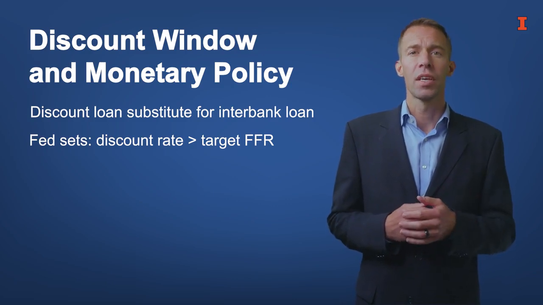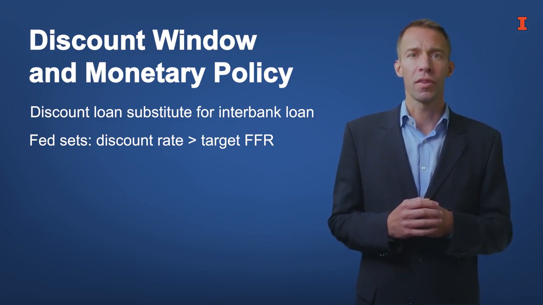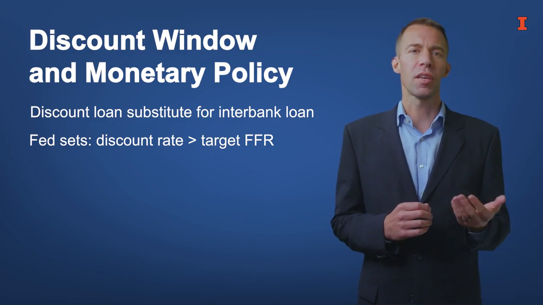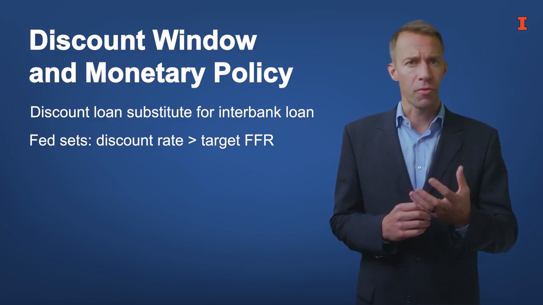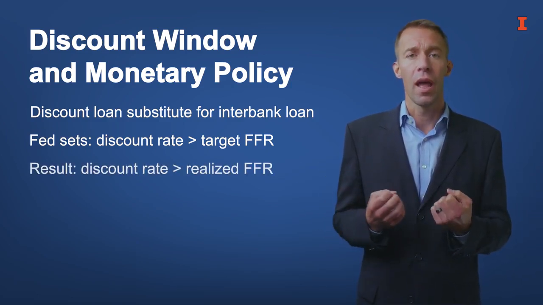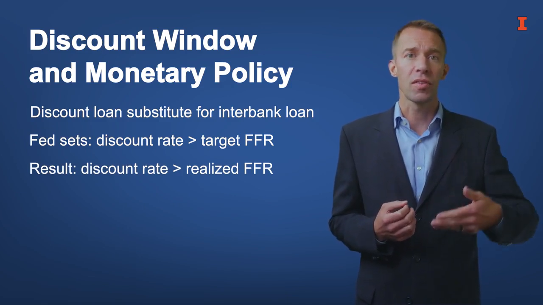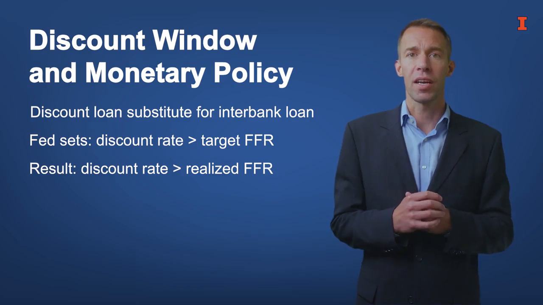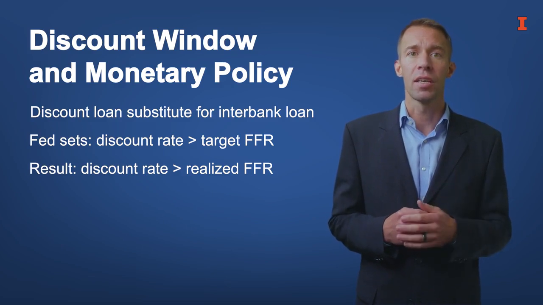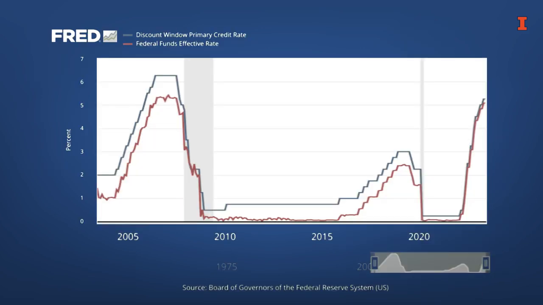Now, what happens if the realized interest rate on the federal funds exceeds the discount rate? Well, it would be cheaper for a bank to borrow from the discount window. This shift in demand away from the interbank loans will put downward pressure on the federal funds rate. Hence, the discount rate enforces the upper bound of the federal funds target set by the central bank. It ensures the realized federal funds rate does not get too high. We can see this in the data. From 2003 onwards, the primary credit rate always sits above the federal funds rate.